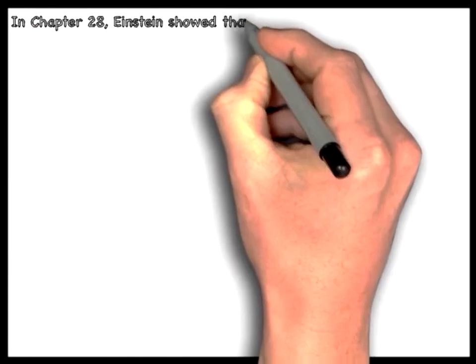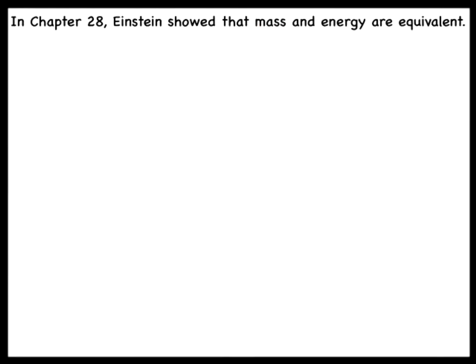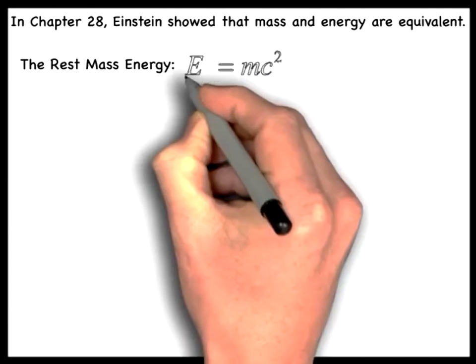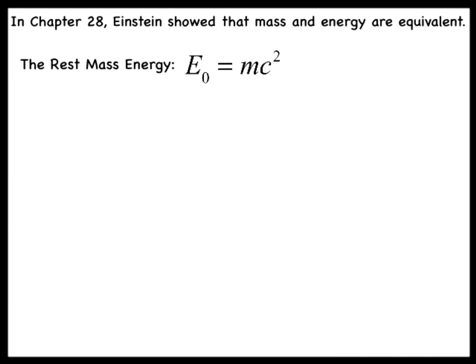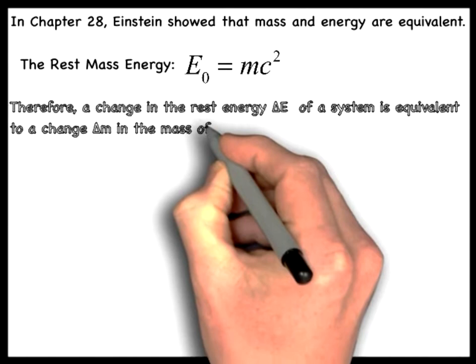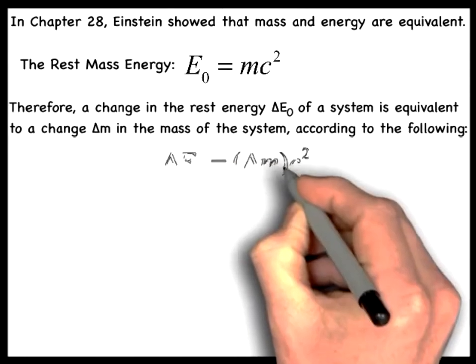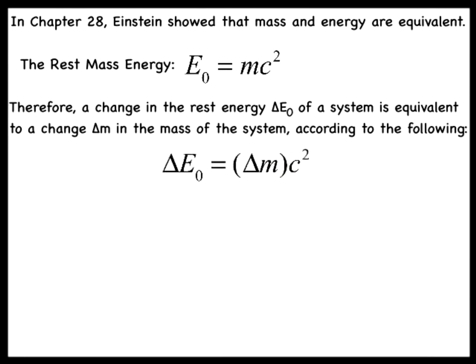In Chapter 28, Einstein showed that mass and energy are equivalent. In fact, the rest energy, E0, and the mass m are related by his famous rest mass equation, E0 equals mc squared, where c is the speed of light in a vacuum. Therefore, a change in the rest energy, delta E0, of a system is equivalent to a change in mass, delta m, according to the following.